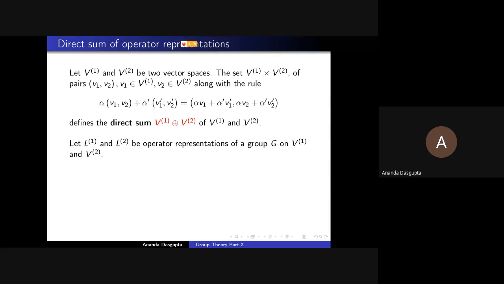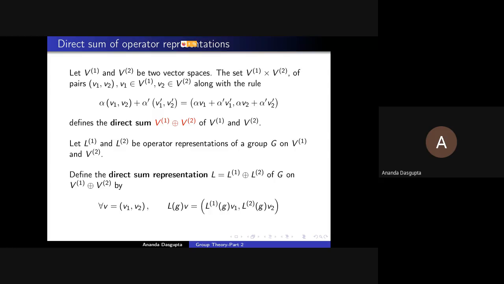Okay? And if L1 and L2 are operator representations of a group G on V1 and V2, then what does the direct sum representation L1 plus L2 do? It essentially says, okay, L(G) goes and acts on a vector V, but a vector V has one part from V1 and another part from V2. And what does L(G) do? Well, L1(G) acts on all vectors of V1, so L1(G) will go and act on V1. L2(G) will go and act on V2, will give you two vectors, and you just put them together in a pair. And this is your entire L(G)V. So that's what direct sum operator representation means.